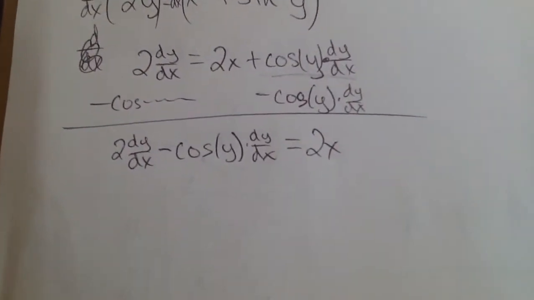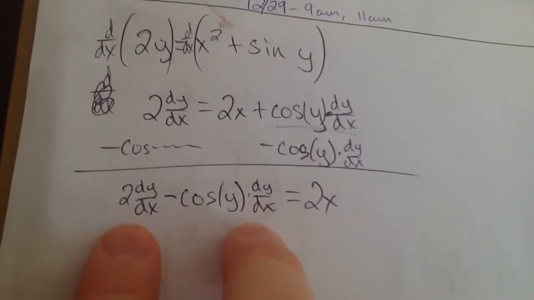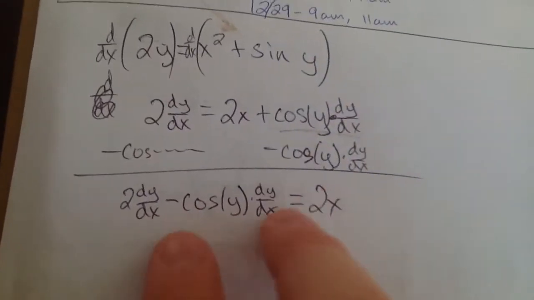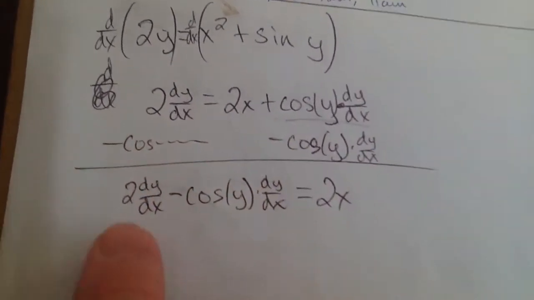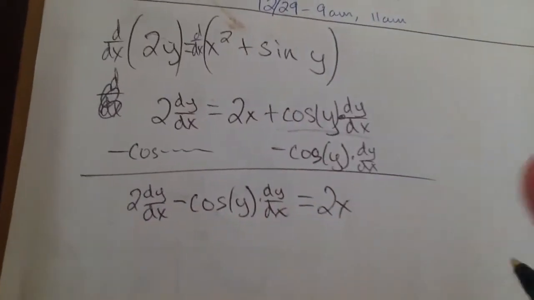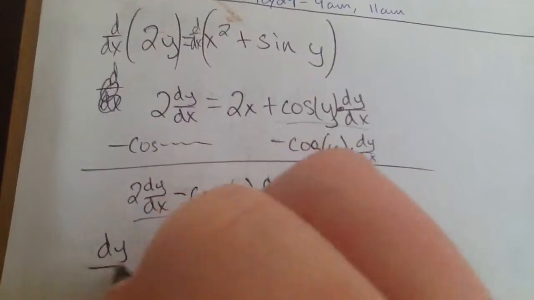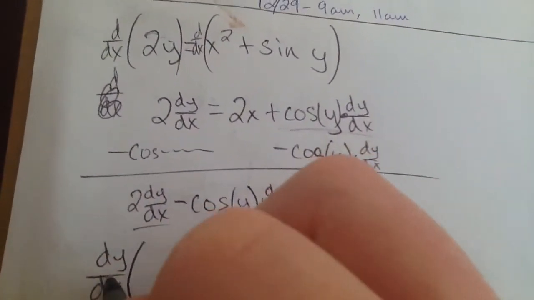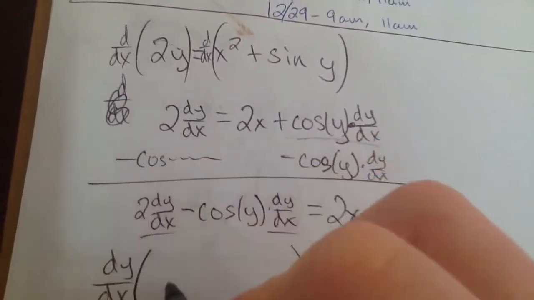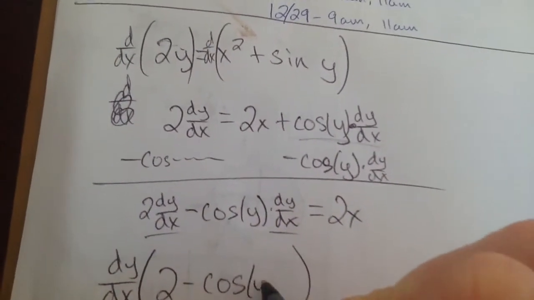Okay, now third step, this is where you have to factor out dy dx. Because now, at this point, you got everything that had a dy dx to one side, so everything on this side will have a dy dx. So since they all have that in common, we can factor it out. So I factor out dy dx. What's left? Well, factor that out of there, I'll have 2 minus, factor it out of there, the cosine of y.